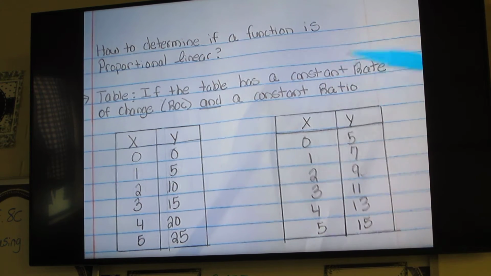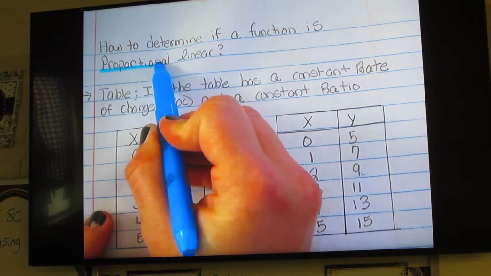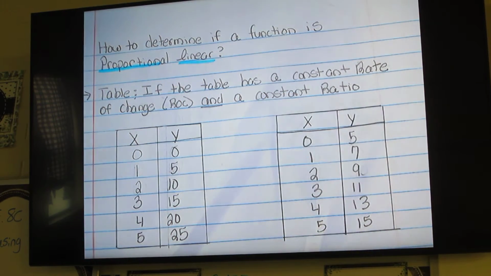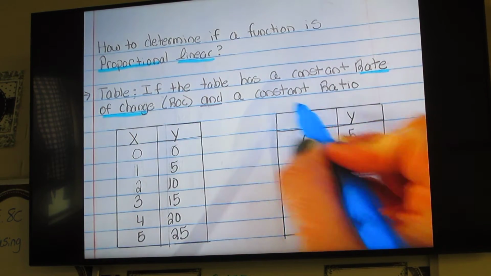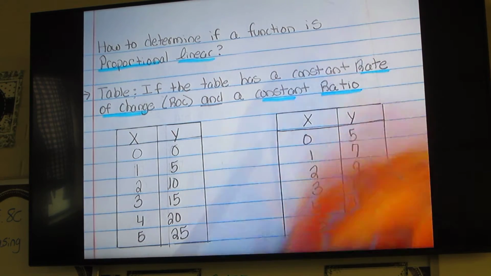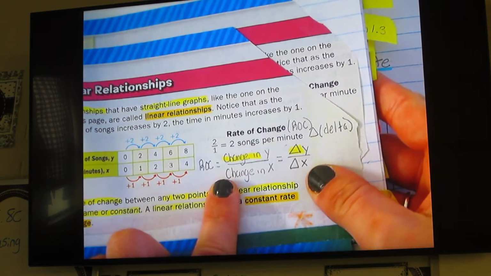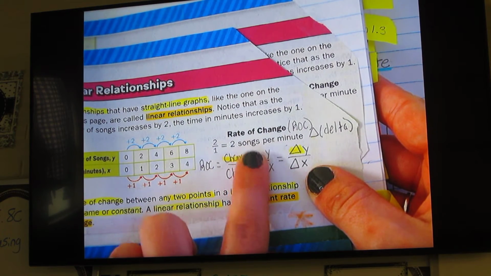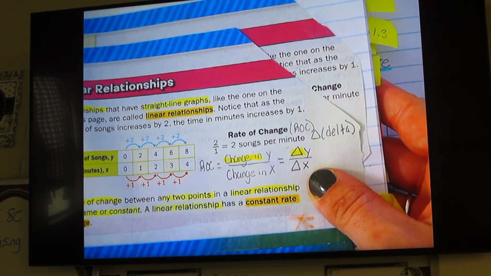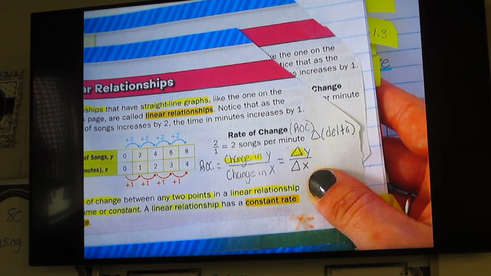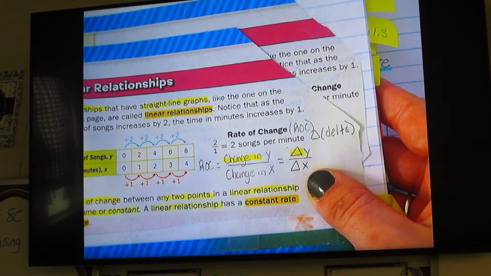So for a table to tell whether it's proportional linear, and I'm really kind of looking at these as separate words here, the table has to have a constant rate of change and a constant ratio. All right, reviewing what rate of change is. So looking back in these notes, we have ROC, rate of change, change in Y over change in X between every 2 points. So we're going to look at the change in Y, divide it by the change in X between every 2 points to see if it is constant.